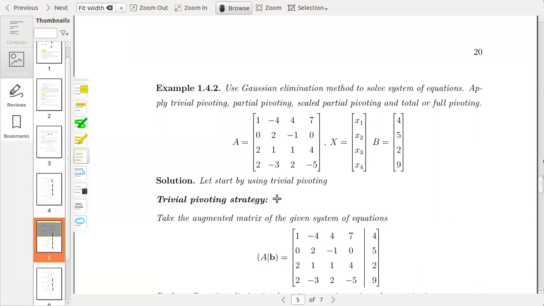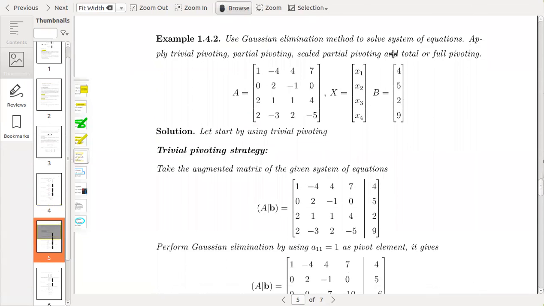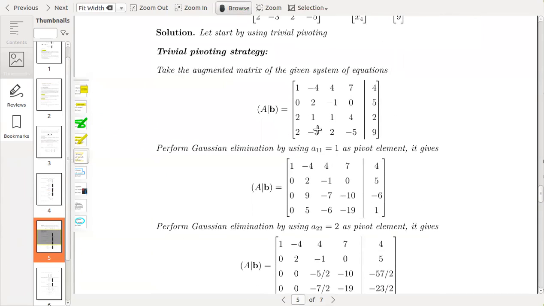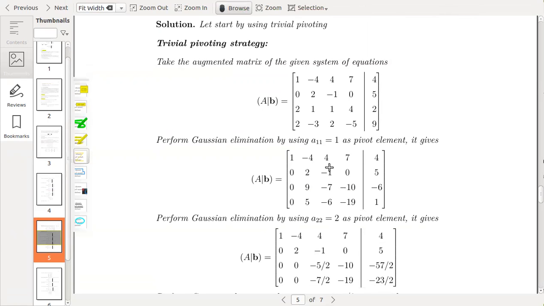The next example is: use the Gaussian elimination method to solve a system of equations. Apply trivial pivoting, partial pivoting, scaled partial pivoting, and total or full pivoting. Again, the system of equations can be written as Ax equals B, and the augmented matrix is constructed as follows. So now observe that the first diagonal entry is also non-zero. So that is why we don't need to swap rows.